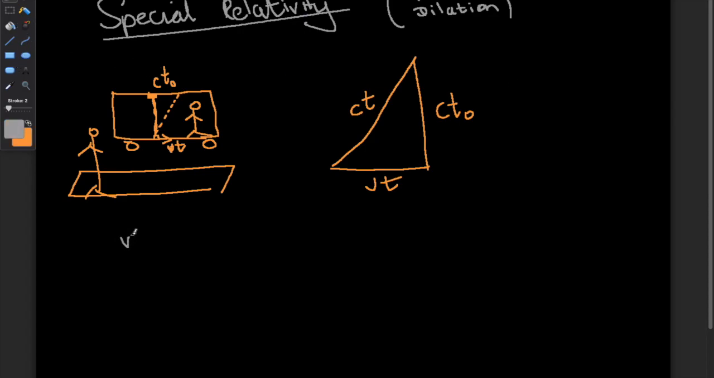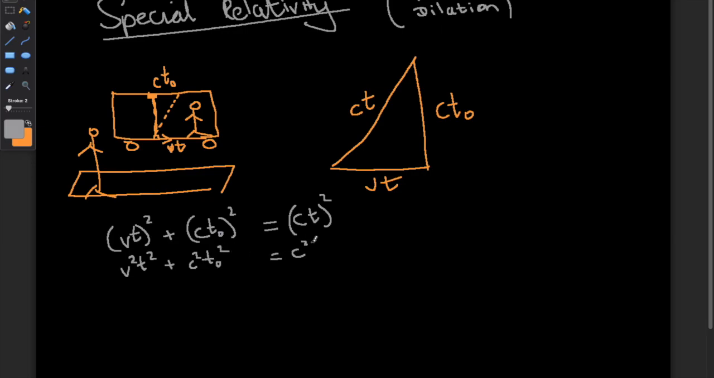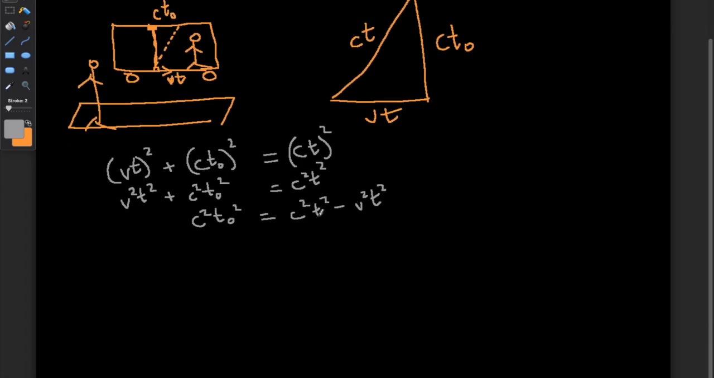So we have (vt) squared plus (ct naught) squared is equal to (ct) squared. If we expand this out, we get v squared t squared plus c squared t naught squared is equal to c squared t squared. What I'm going to do is bring this term with the other t squared into the right side. What we can do now is factorize the t squared, and then we'll end up with this.